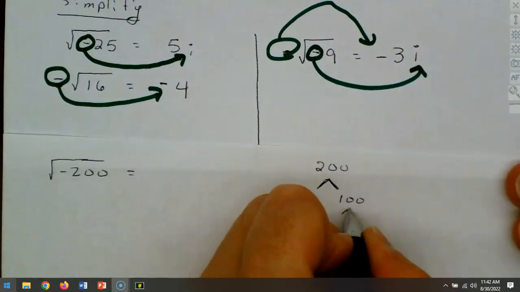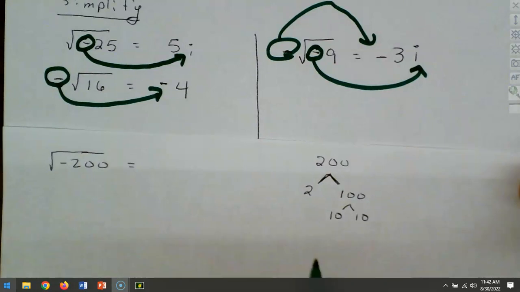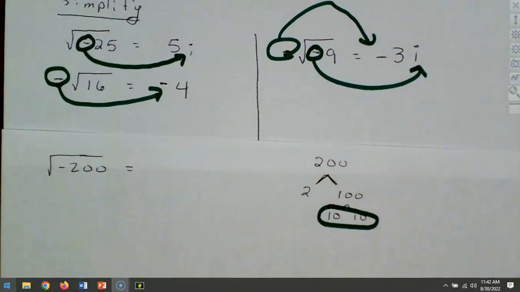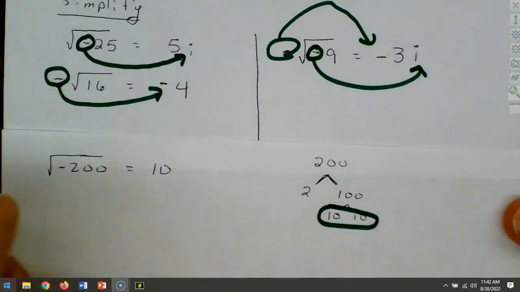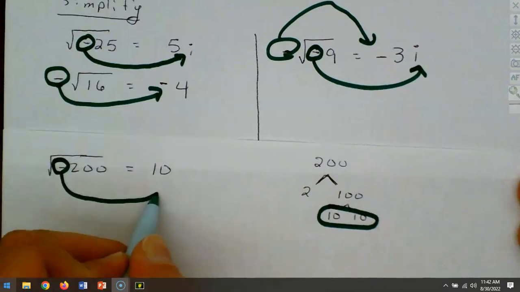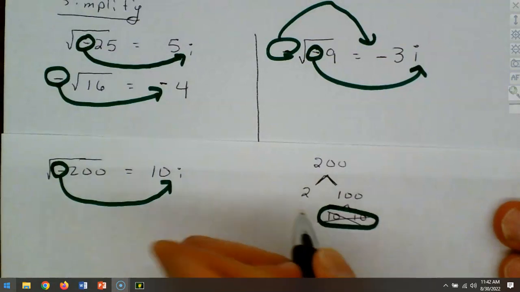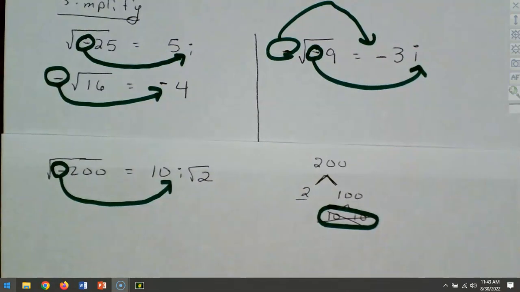Now, what about 100? 100 is a perfect square of what? 10 and 10. We want our pairs. So I've got a pair of 10s, and so that's going to come out as a 10. We have a negative underneath, so this negative here will make it come out as an i. And what's left over that didn't match up with anything? The square root of 2 is left over there. So your answer would then simply be 10i square root of 2.